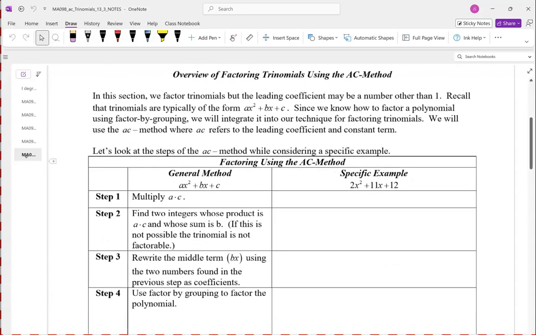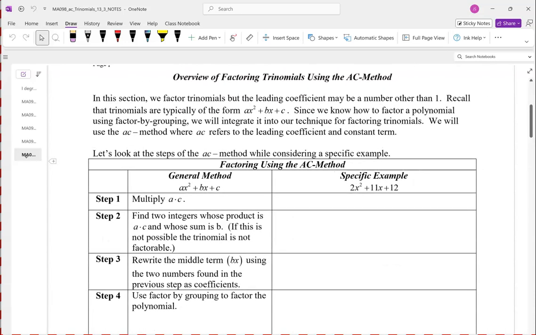The new stuff has to do with factoring trinomials, same stuff we've been doing, factoring trinomials, but when we have a leading coefficient other than 1, what are we going to do? So that's the whole point of this one, factoring when we have a leading coefficient other than 1. So let's run through this specific example using what we refer to as the AC method.